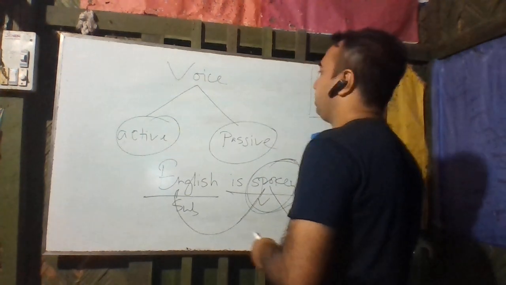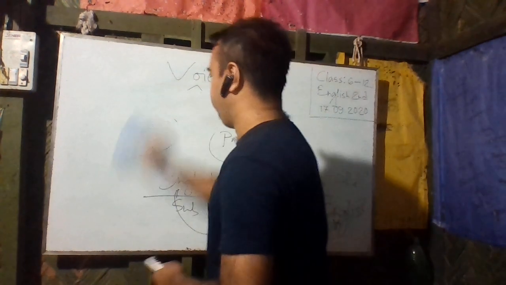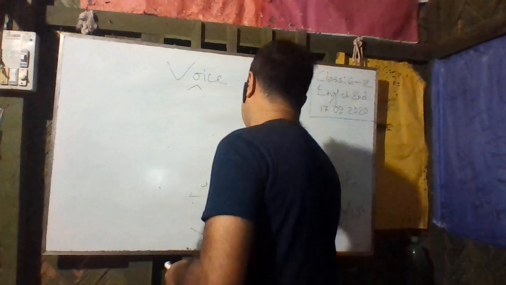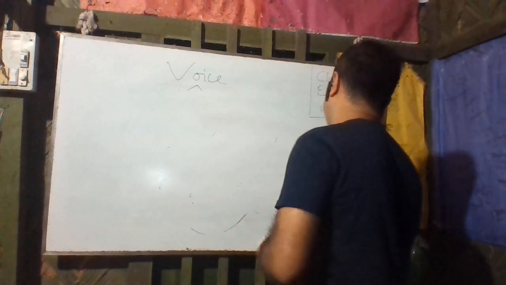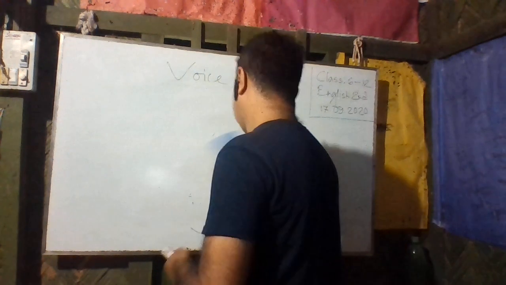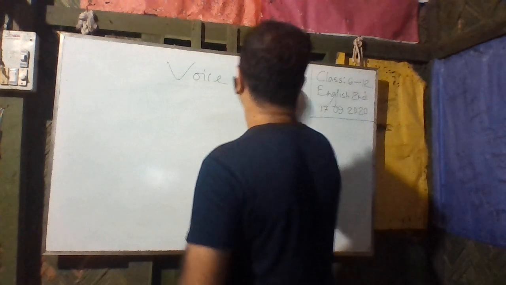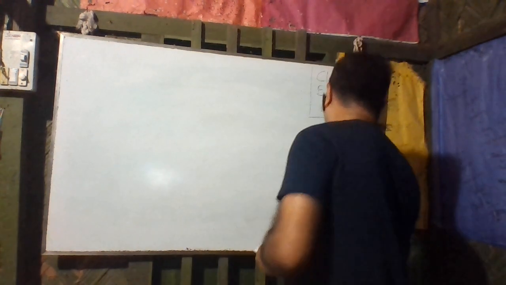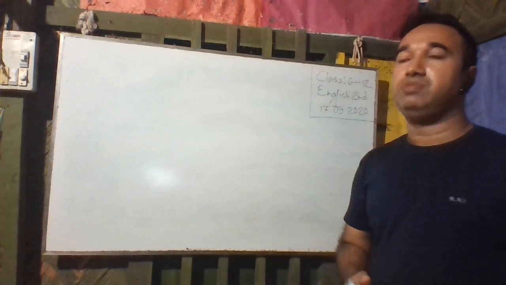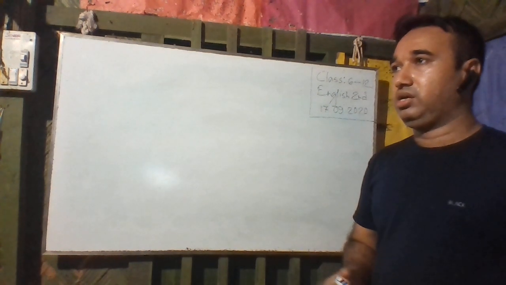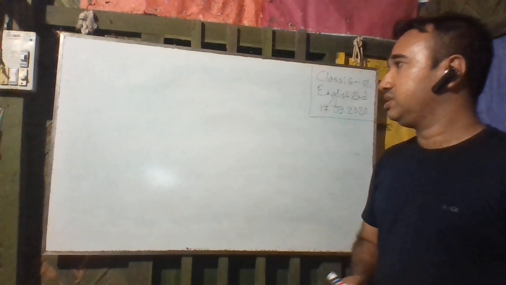I'm saying again, in a sentence, if the subject performs the action, then we call it active voice. And if the subject does not perform its action, rather it enjoys action done by another, we call it a passive sentence. So I will show you how to change a voice, how to make an active sentence passive. For that, you have to learn a structure.